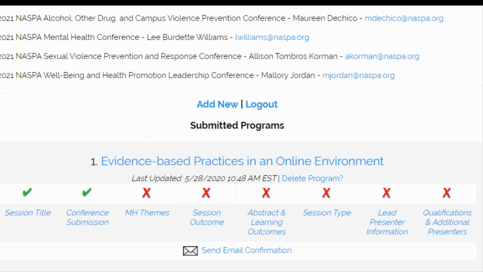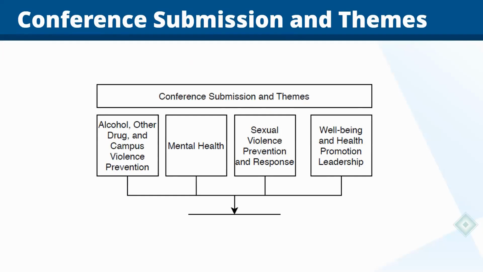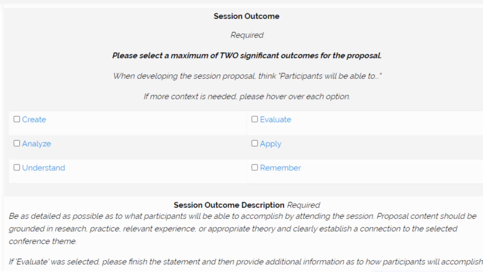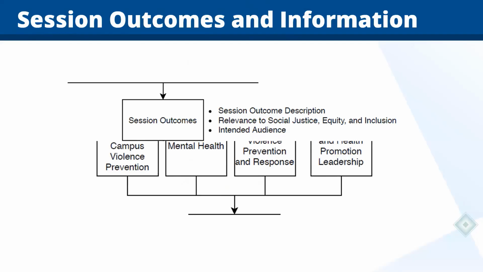Once you select a conference submission, you'll be prompted with a new option to select a theme for that conference. Please select the one theme that most aligns with your presentation proposal. We will then ask you to identify from a list of 6 possible outcomes up to 2 session outcomes. This will be outcomes like participants will create or analyze or understand an outcome related to your topic. We will then ask you to drill down further and actually craft the outcomes related to your proposal. For example, if you chose evaluate, your outcome may read, participants will be able to evaluate the efficacy of using Bayside bystanders at their institution.